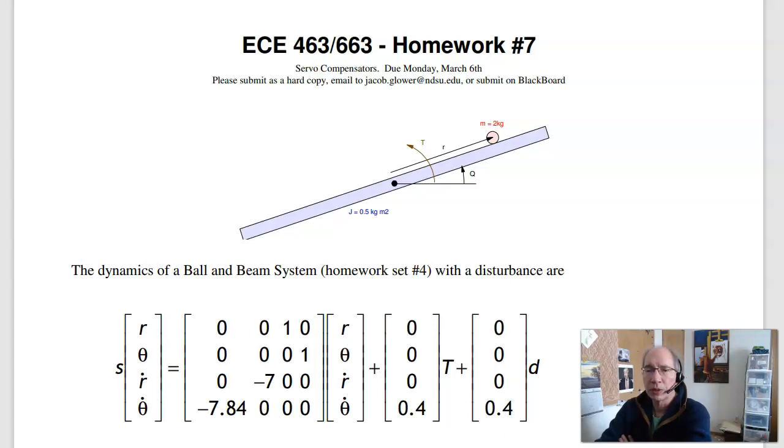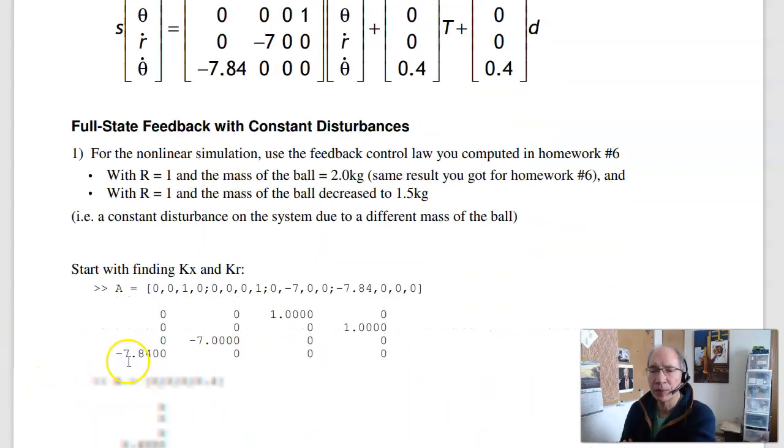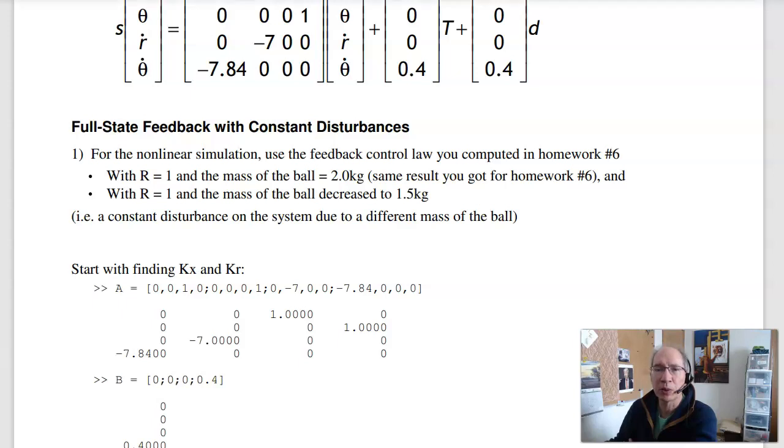Here are solutions to homework set number 7 for ECE 463, Modern Control. In this homework set, we're looking at servo compensators. Now, the first problem is actually not using servo compensators. It's using our regular old full state feedback. So the input is some gain Kr times r minus Kx times x, same as we did in homework set 6. Find Kr and Kx so the DC gain is 1.